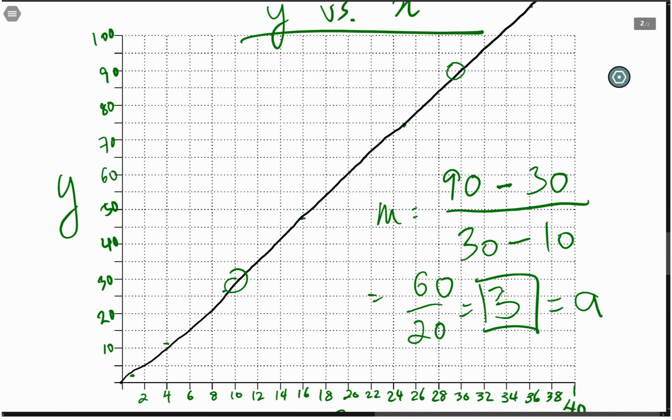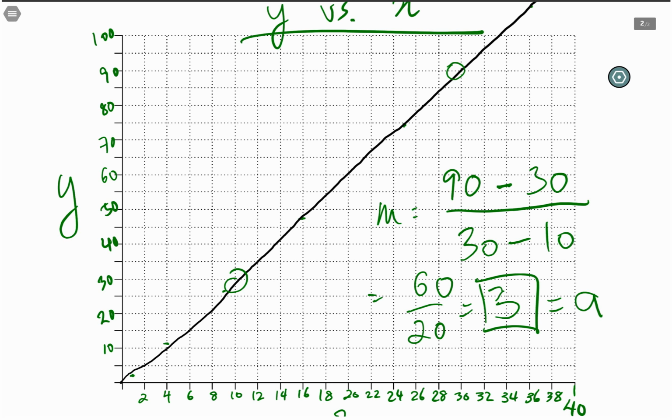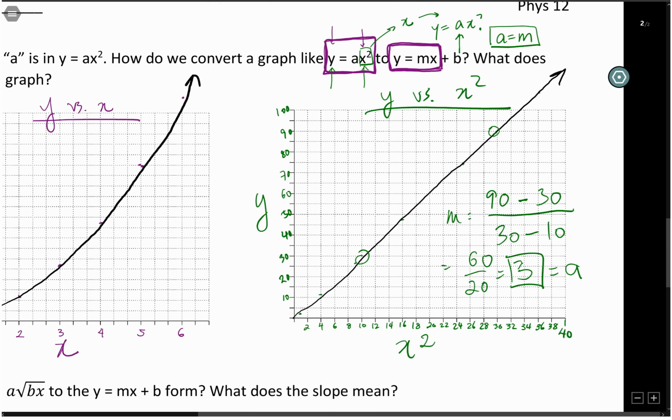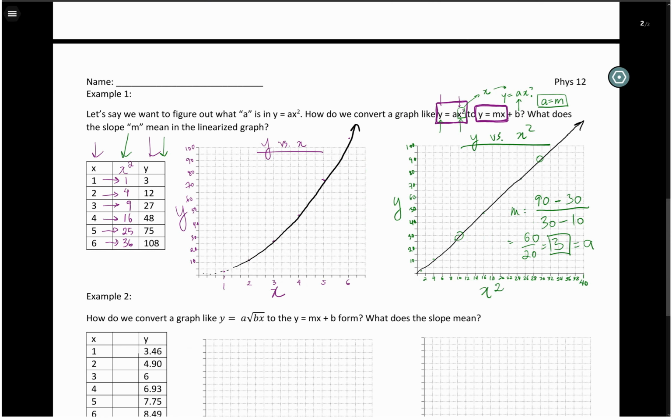Hopefully you had a chance to calculate the slope. After choosing two points, I chose one point being 10 and 30, and this one over here being 30 and 90. Calculating our slope, I get a total of 3, which is equal to a. So that's how you can use the slope of your linear graph to help you derive the constant in the original equation that represents your graph.